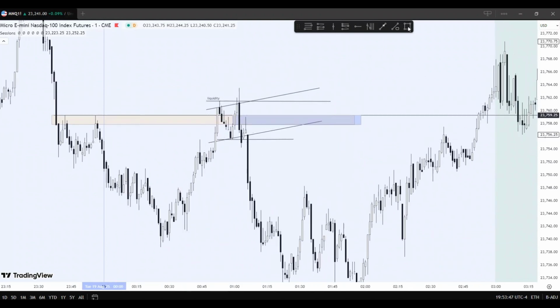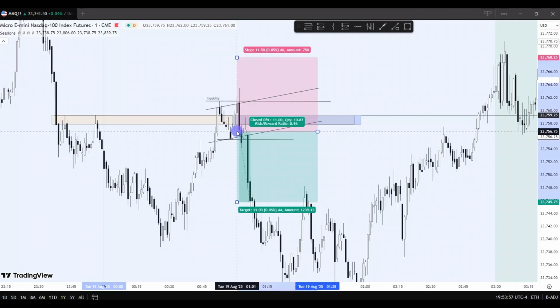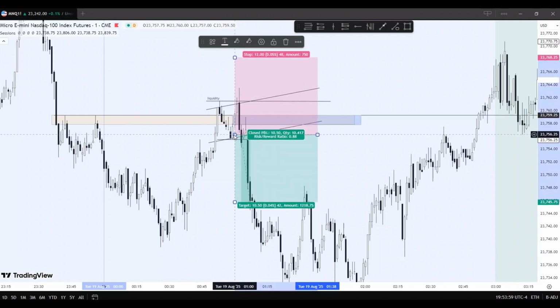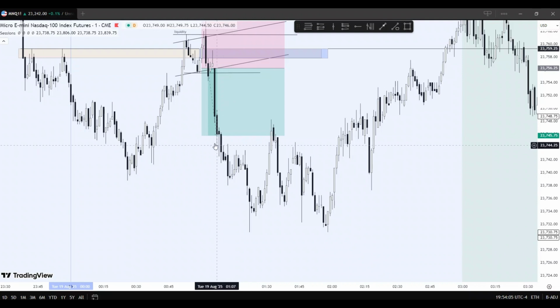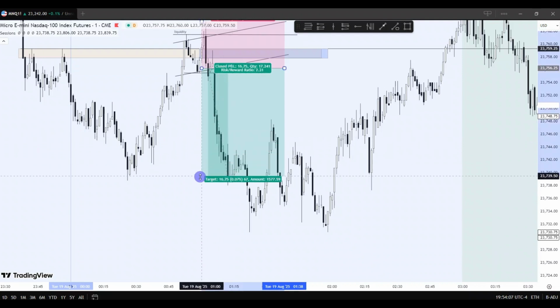This would be an entry. So your entry would be here. So this would have closed there slightly. Maybe you would have entered around here. So your stop would be right there, and you would target that.